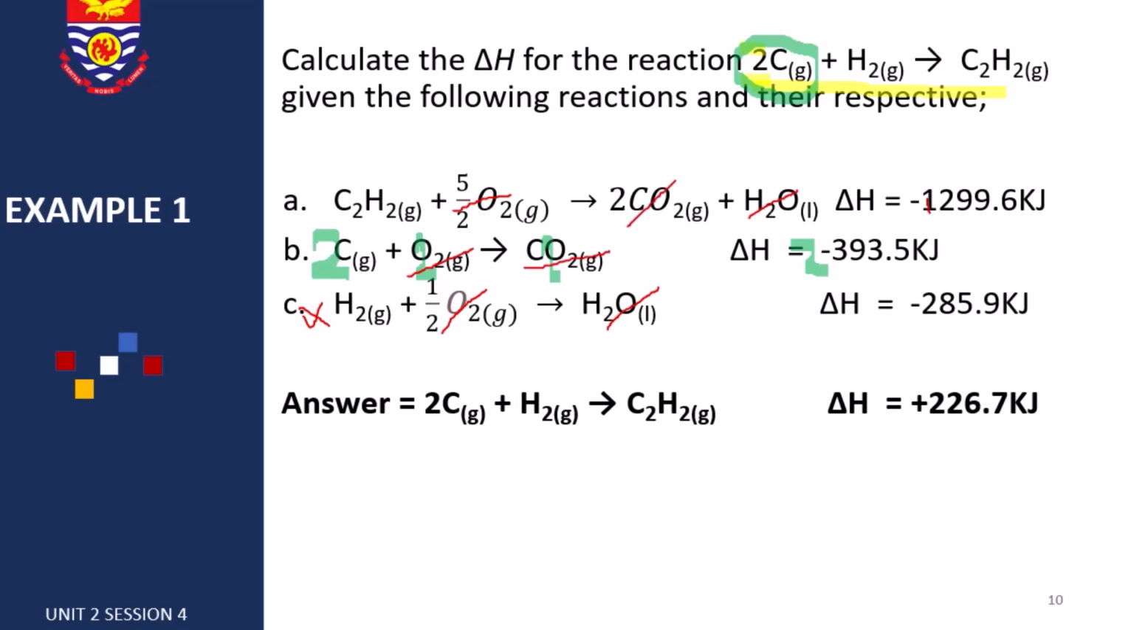Then we are left with 2 moles of carbon reacting with 1 mole of hydrogen to give us 1 mole of methane. And when you do that and you add all the energies, then you should get plus 226.73 kilojoules, and that is basically the Hess's law of constant heat summation.